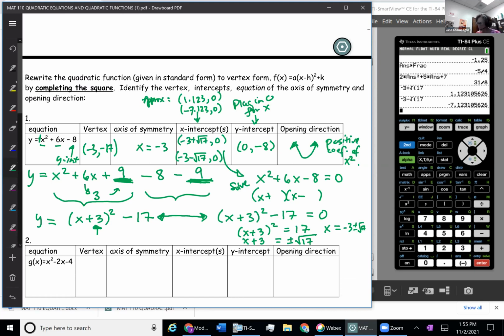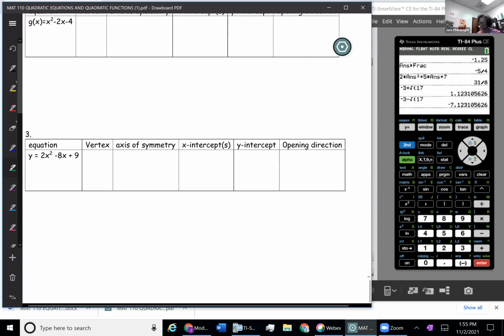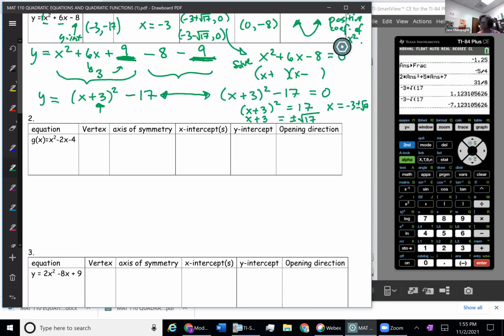I have some that I'll use after we finish these two. I'll show you. So we'll graph it later.